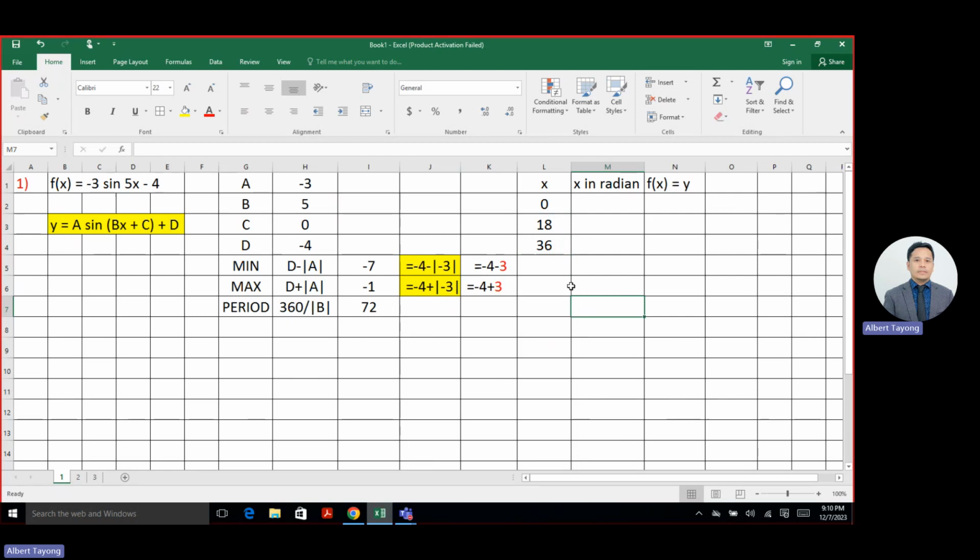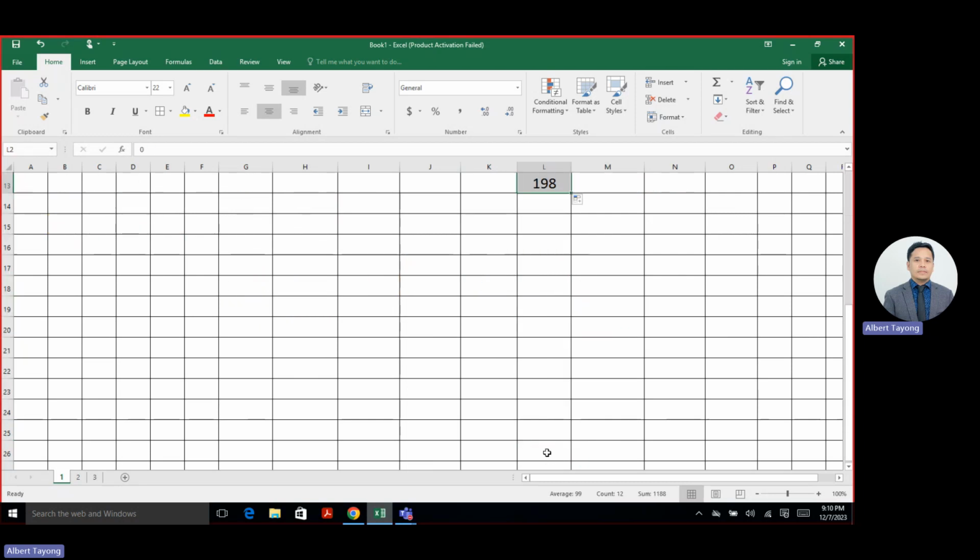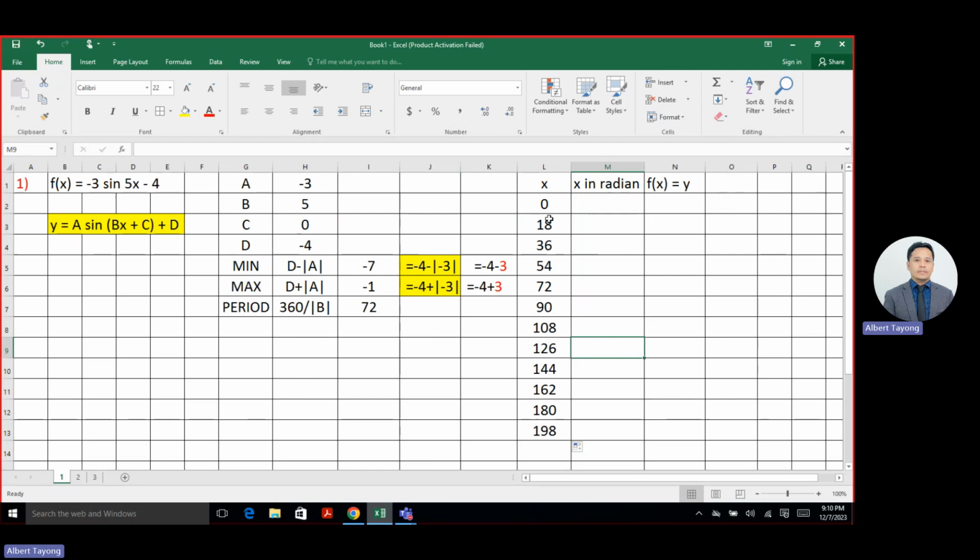But there's no need to continue doing it manually. Just select 36 and drag it down. It will keep on adding by 18. 36 plus 18, 54 plus 18, and so on. Actually, we can stop here. But to see the behavior of the graph, we can add more points, and you can keep on adding if you want to, because this is actually until infinity.